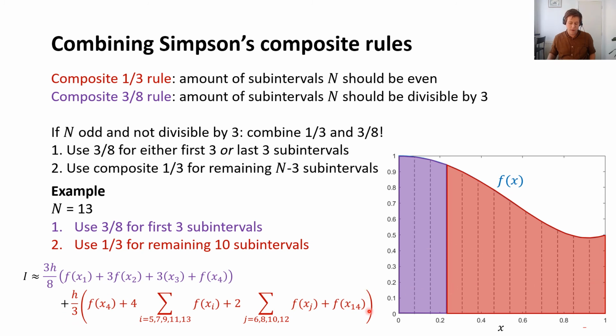This is kind of a trick that you could use whenever you are faced with the situation that you cannot choose the amount of subintervals yourself, either when your function is tabulated or when you can only evaluate it at these specific points. Still, you're able to use these composite Simpson's rules. Now you can combine those. It makes sense to combine both of those methods because they have the same order of accuracy. And that will be detailed in the final section of this video lecture.